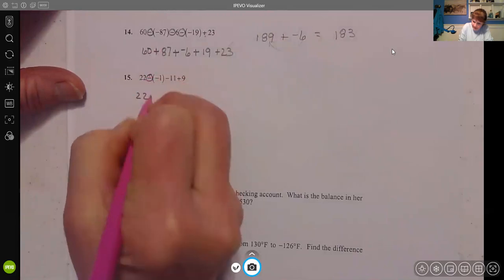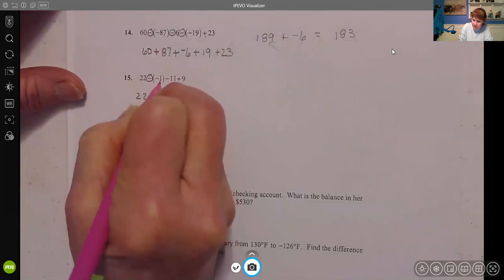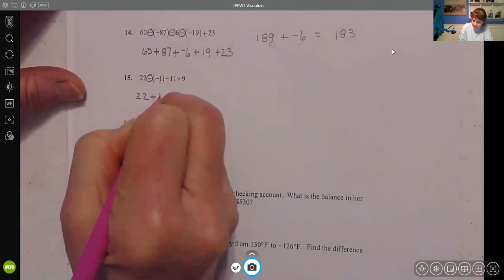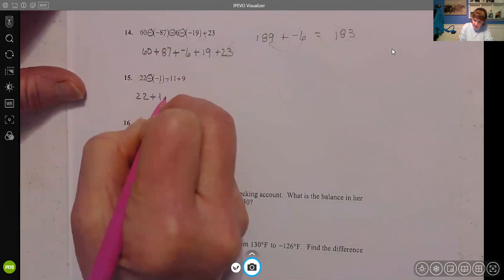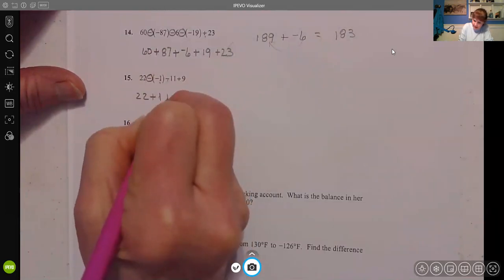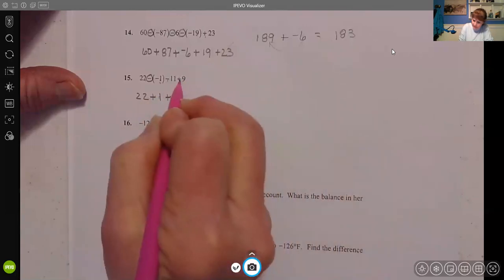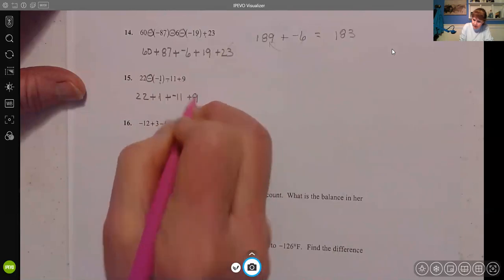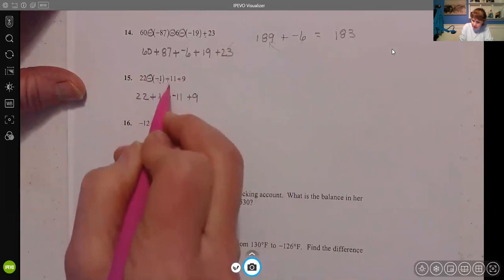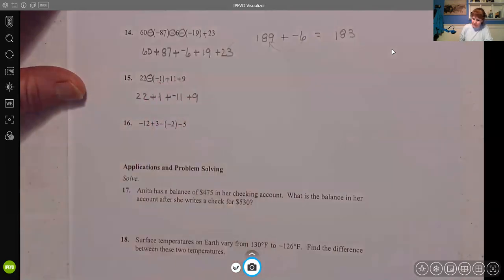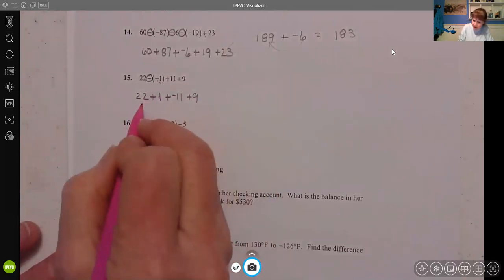That becomes a positive. And the negative 1 becomes a positive 1. So you always take the opposite of that next number. Here we have a subtract 11, so we're going to make it a plus, and that's going to become a negative 11. And then plus 9, we just leave that. So we change it to a plus, make it the opposite, change it to a plus, and then we have the opposite. So now when we add these together, we've got a bunch of positives.